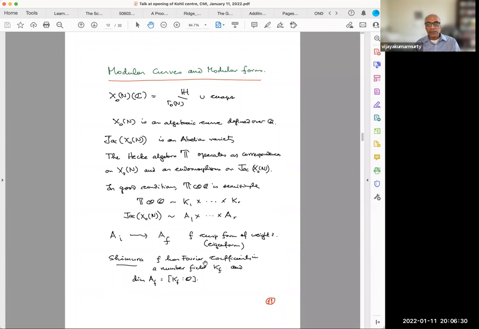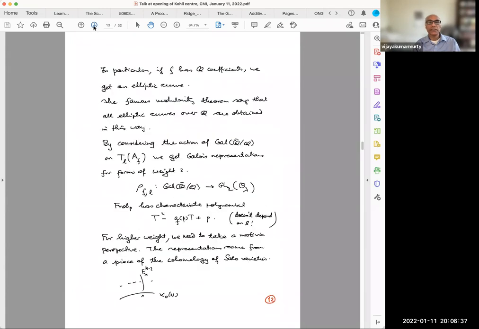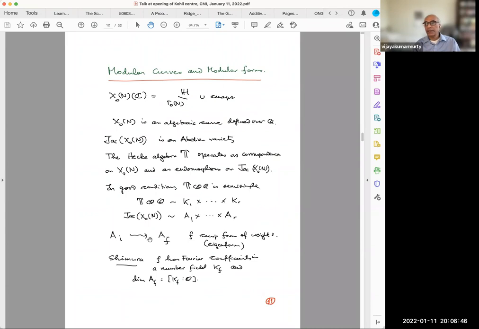So these Fourier coefficients generate a certain number field, and this abelian variety has endomorphisms by that number field, and its dimension is given by the degree of the number field. In particular, if the form has rational coefficients, this gives an elliptic curve. And this is Taniyama's conjecture, that every elliptic curve arises in this way. The Taniyama conjecture, which was settled by Wiles and then completed by a few others, essentially says that every elliptic curve arises as one of these A_f's corresponding to an f with rational integer coefficients.